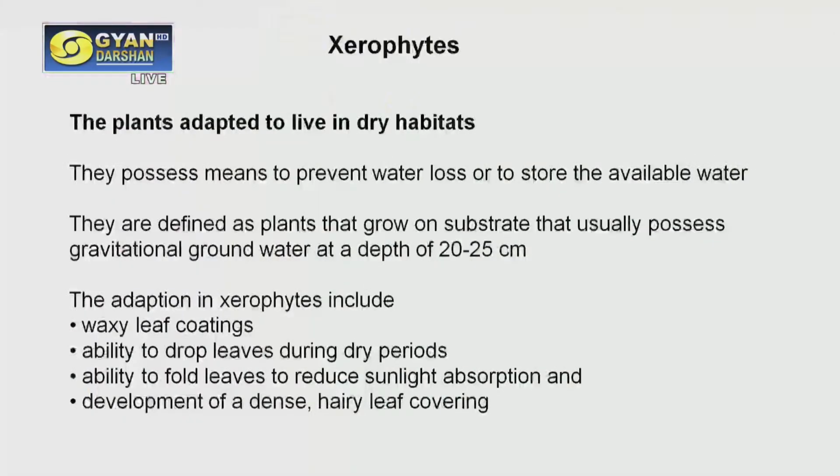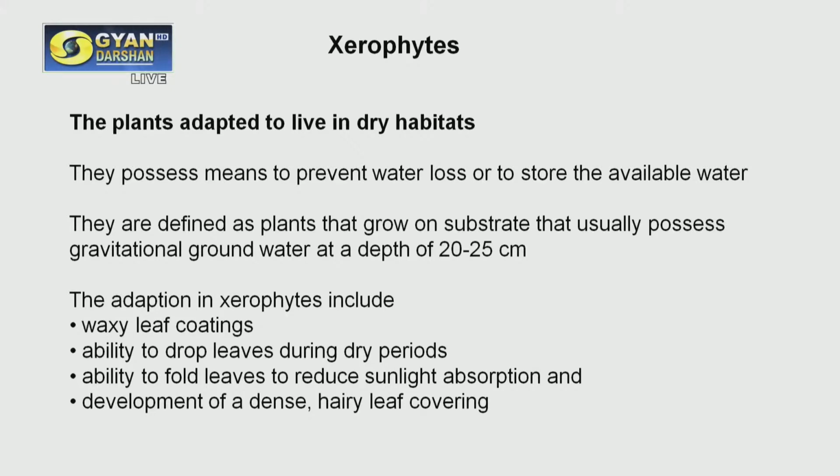Obviously, they will develop certain means by which they can minimize the water loss or try to survive in water shortage areas. They are defined as plants that grow on substrate that possess gravitational groundwater at a depth of 20 to 25 centimeter. They are not finding water on the surface. They have to go deeper and deeper to find the water, in search of water.